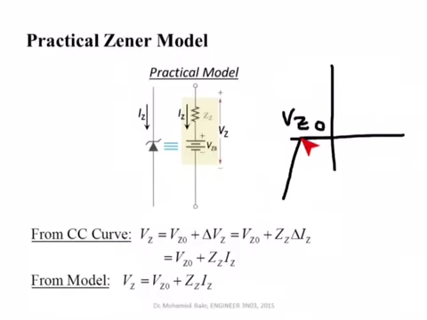Once you know that, the voltage across the diode at any point is simply equal to this voltage plus the slope multiplied by the current. And the same thing, of course, you can get from this model here, or you can get from this circuit. So we can take into account either this model, which is the practical model, or the other one, which is the ideal model.